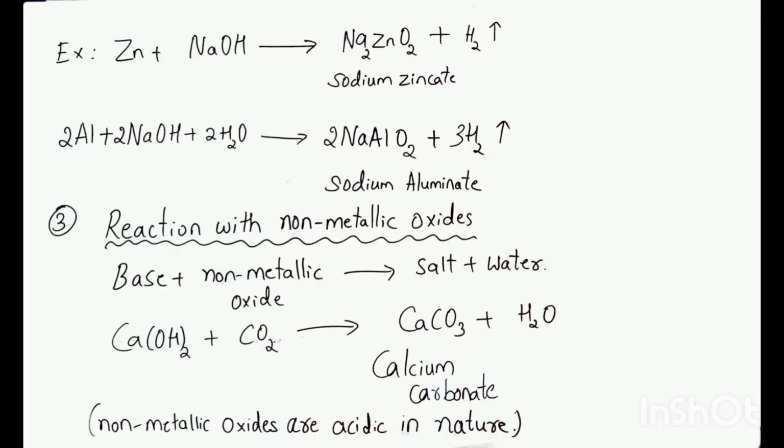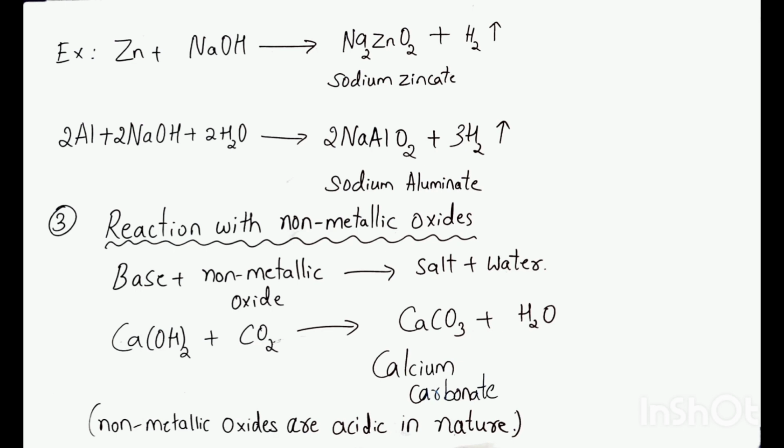You can see the example zinc. Even though it is a metal of moderate reactivity, it will react with strong base like sodium hydroxide to form the salt sodium zincate. Here both the metals sodium and zinc are involved in the formation of salt and there is a liberation of hydrogen gas. In the same way, aluminium will react with strong base sodium hydroxide to form sodium aluminate.